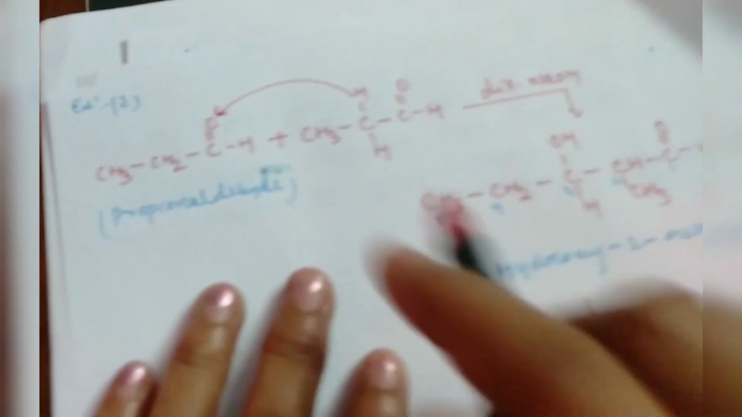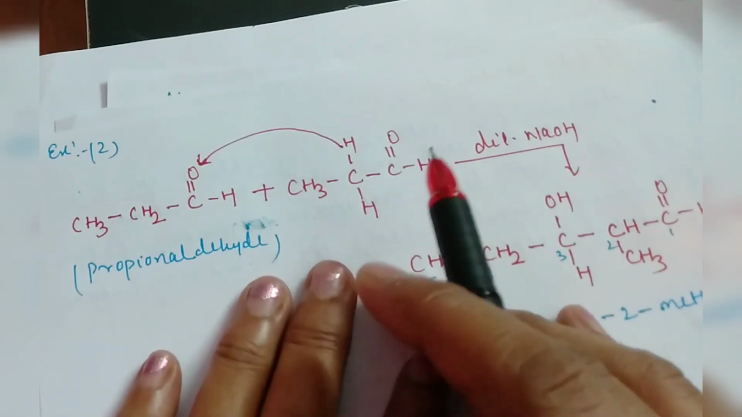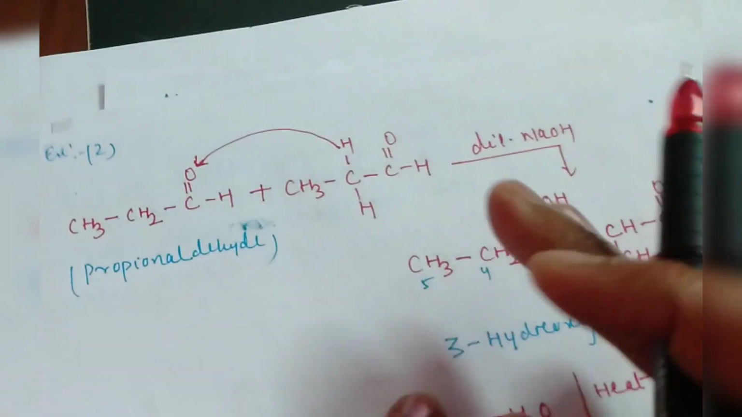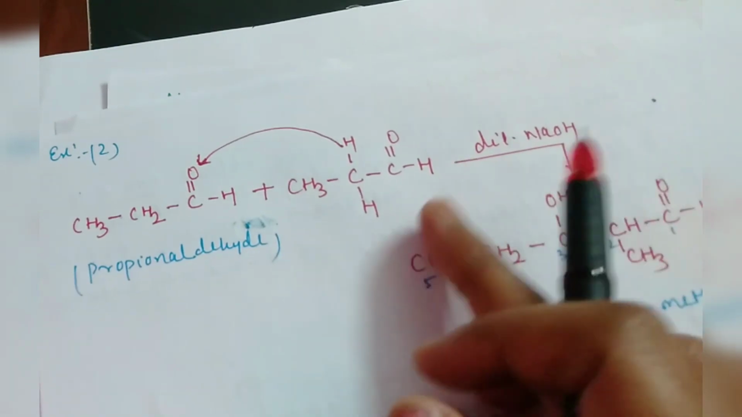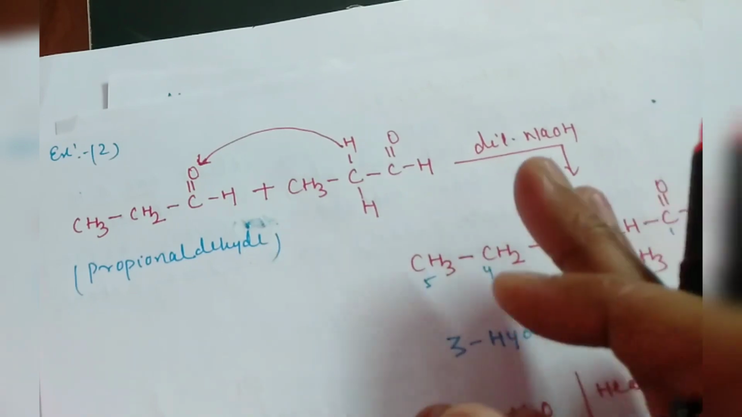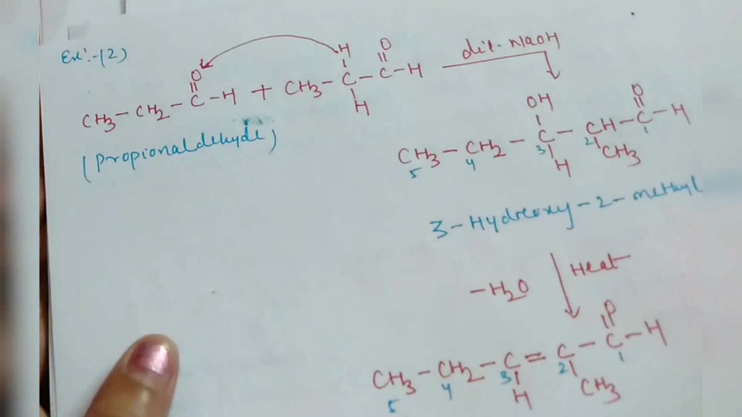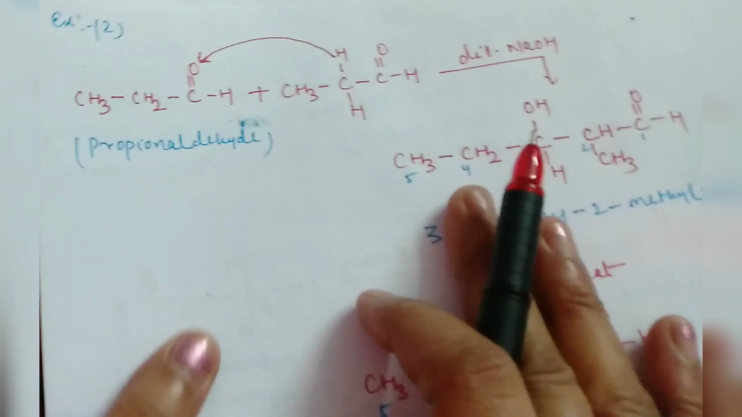Okay, so in this way, can you tell me other examples? Suppose this one is your propionaldehyde, and this is another propionaldehyde. And another thing to remember: when self-condensation occurs between the same molecules of aldehyde or the same molecules of ketone, that reaction is known as a simple aldol condensation reaction. So the examples which we are discussing are examples of simple aldol condensation reaction.